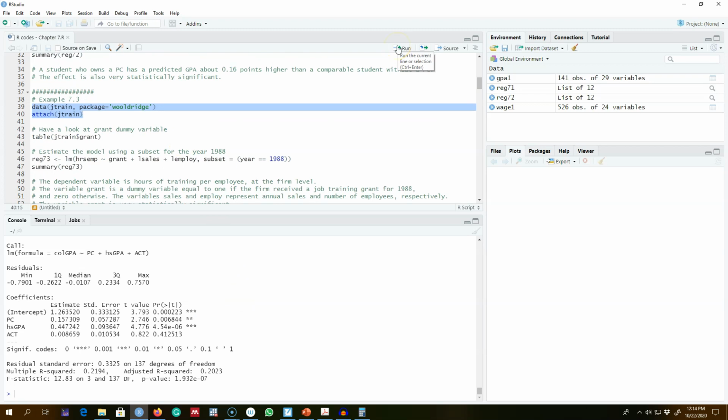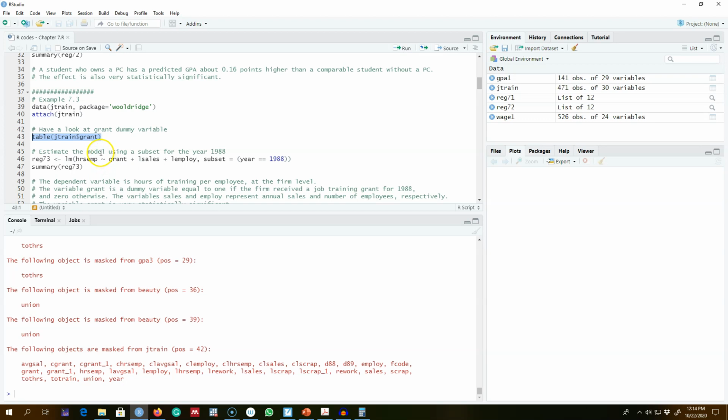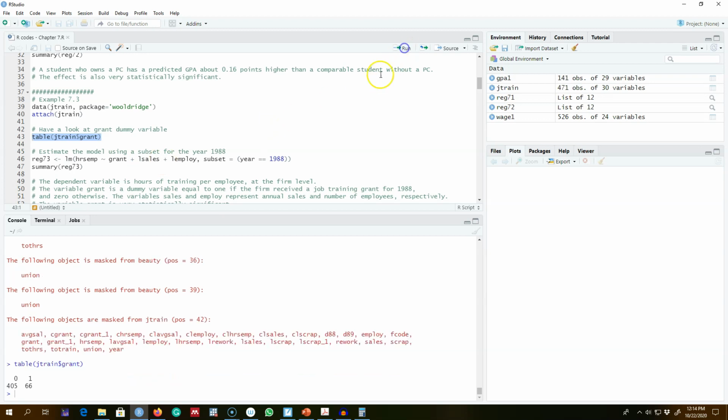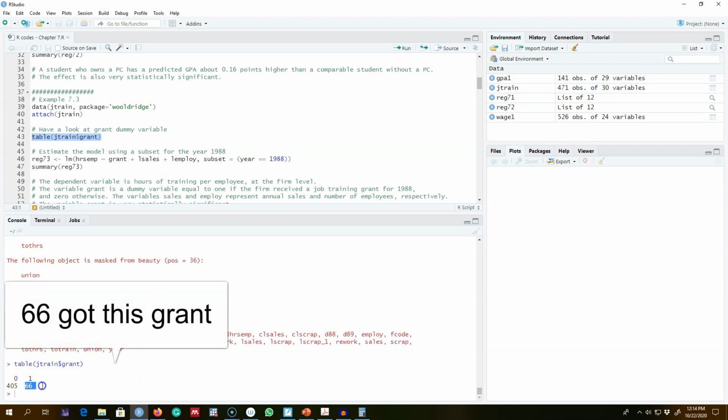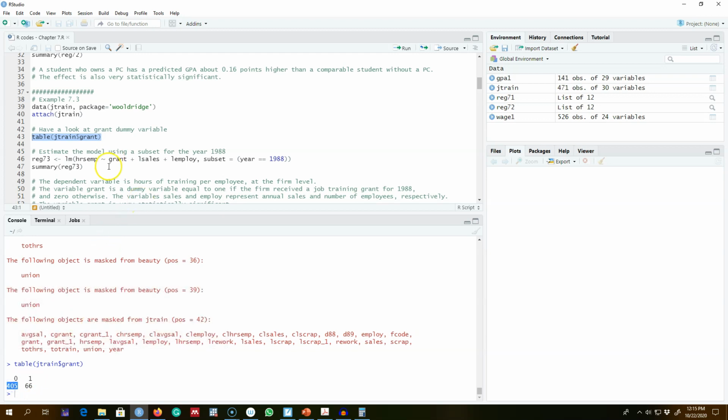In this third example, we want to measure the impact of a grant on hours of training that firms provide to their employees. And in this case, our dummy variable is grant, which takes the value of 1 for the firms that get this grant and 0 otherwise. So we're going to look at the table and see that 61 firms got this grant and about 405 firms did not get this grant. I'm going to run this regression using data only for 1988, and that is the subset that I'm going to use in this regression model.